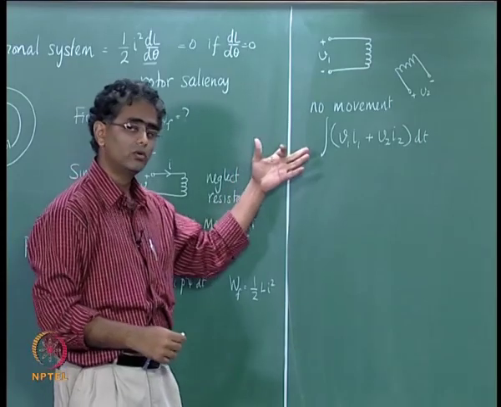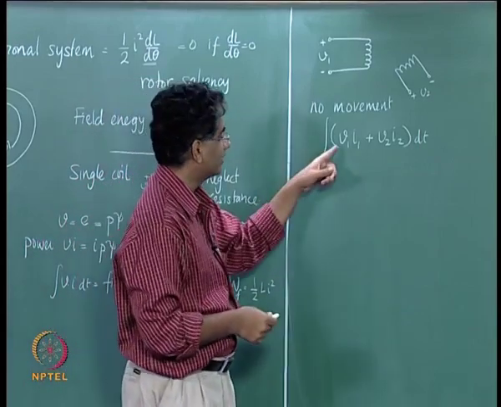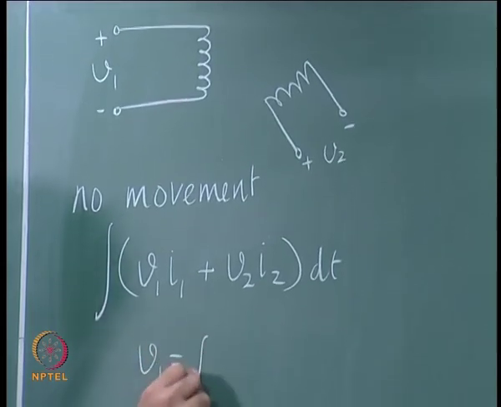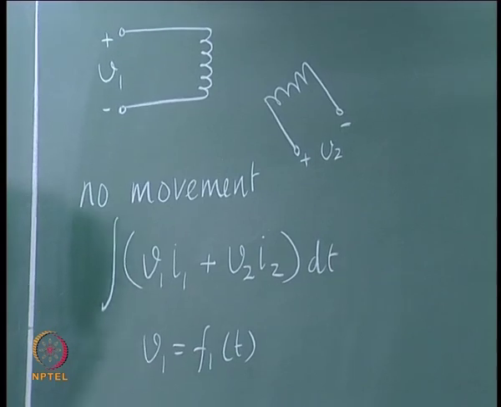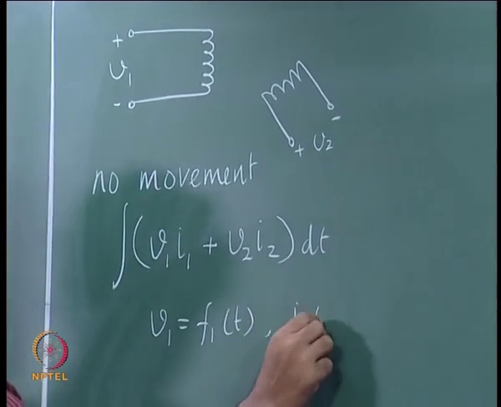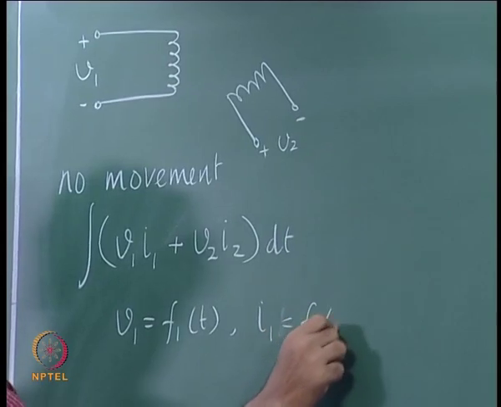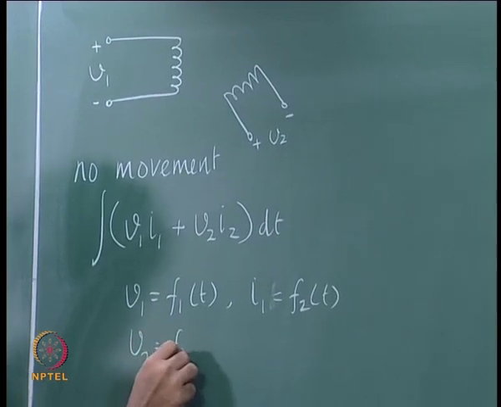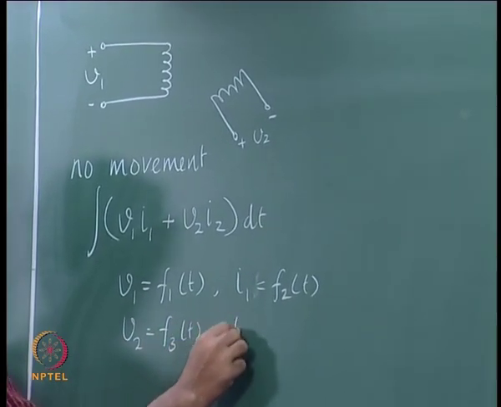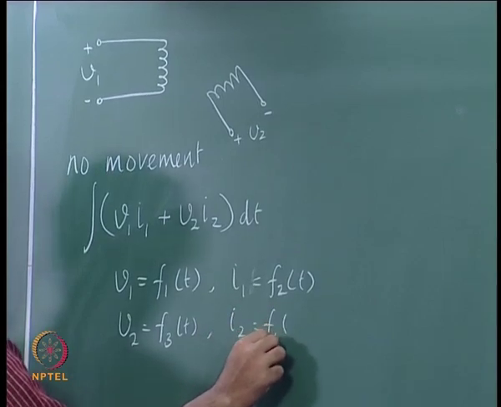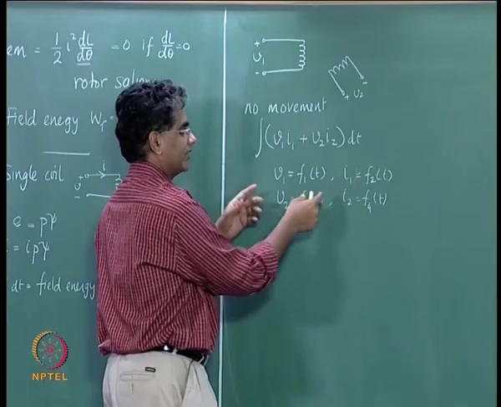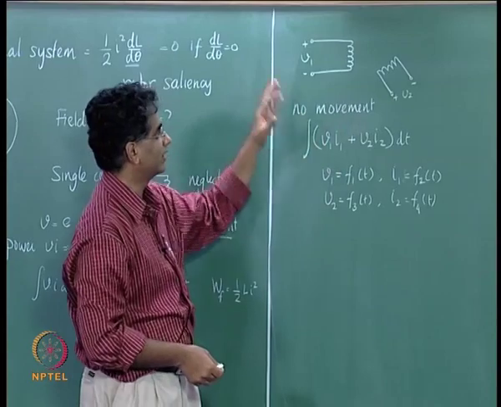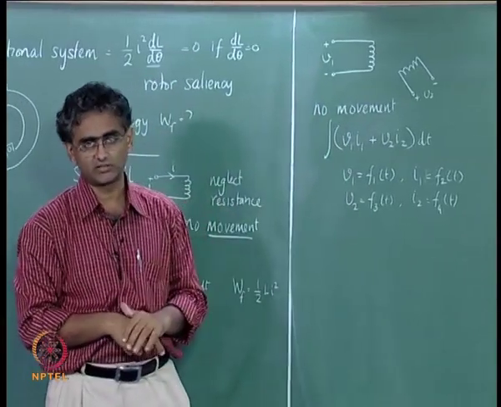Now how do we do this integration? If you want to integrate this, then you must know V1 as a function of t, I1 as another function of t, and similarly V2 and I2 as functions of time. If you know all these expressions, then you can substitute into this expression and integrate, and you will get the energy stored in the field at any given instant.